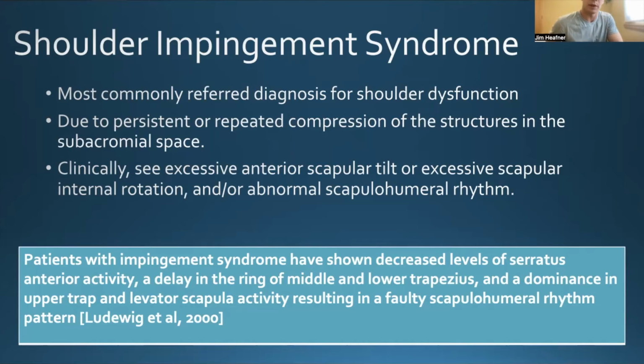The bullet point here says patients with impingement syndrome have shown decreased levels of serratus anterior activity, a delay in the firing of the middle and lower trapezius, and dominance in the upper trap. And that matches what we were talking about in the anatomy section earlier.